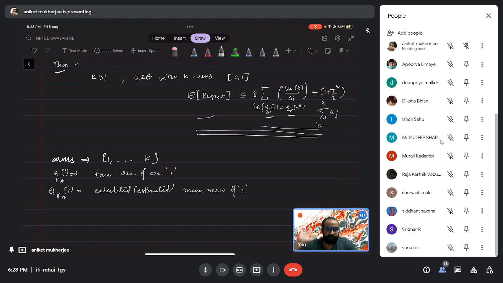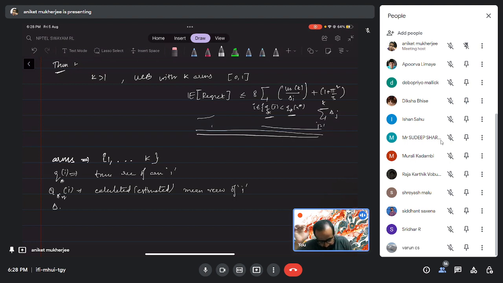I hope that thing is clear. While doing the proof, you use the true values to show that if I use a UCB algorithm, where in the UCB algorithm I don't know about small q values, I know only capital Q values, then that is what it is.